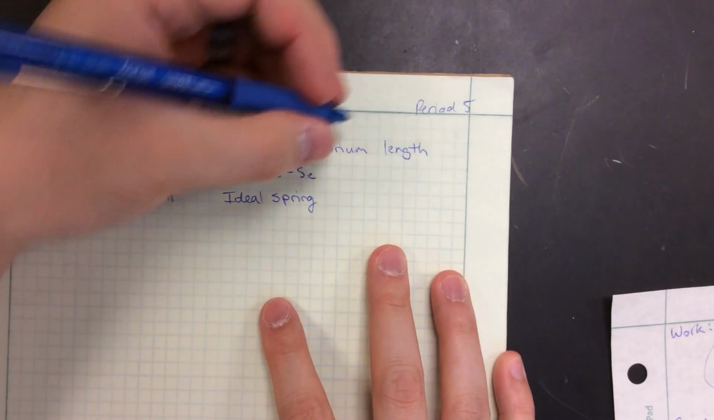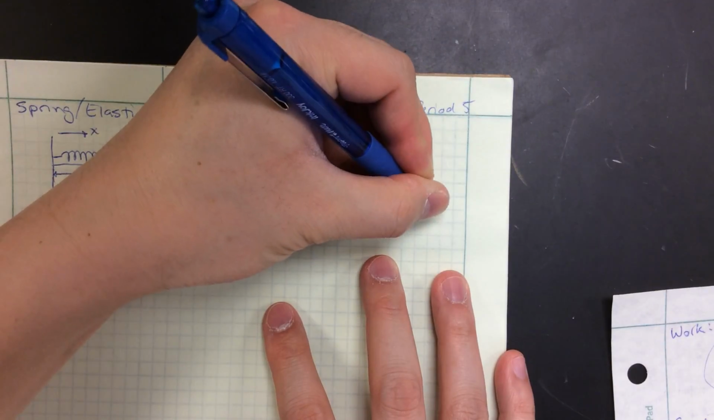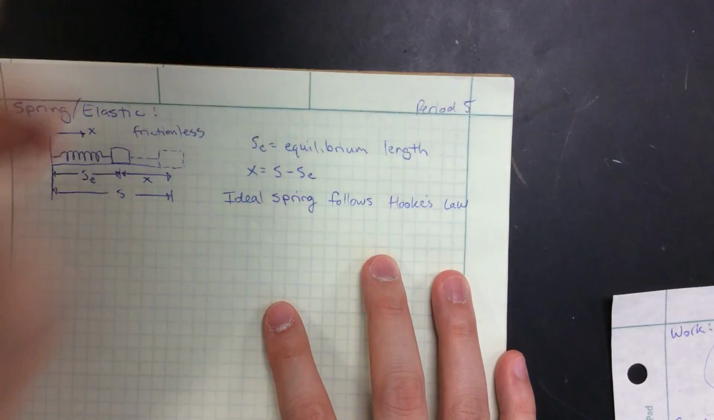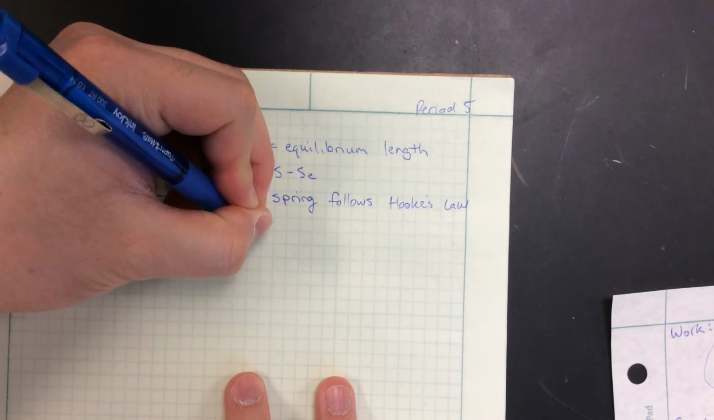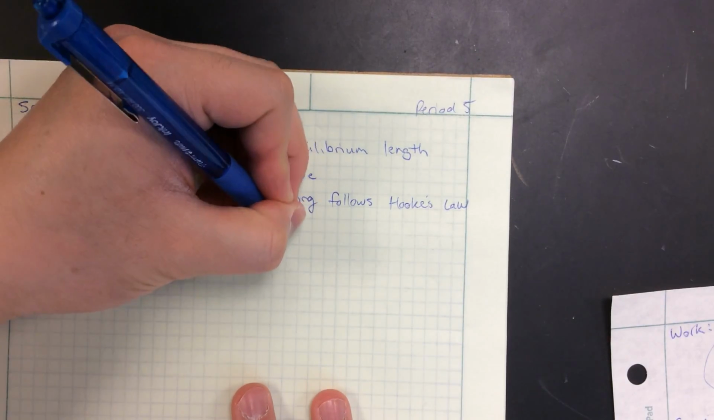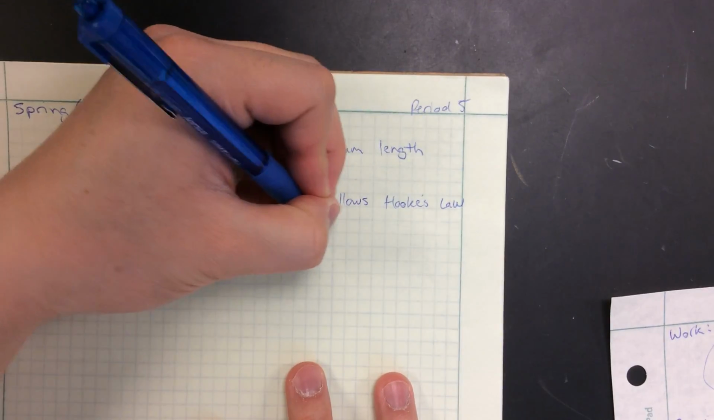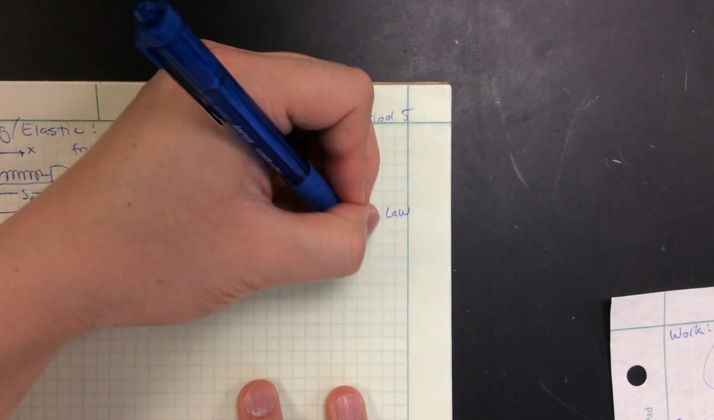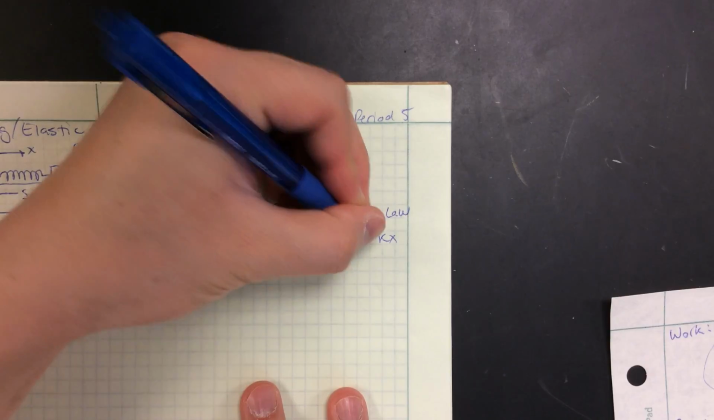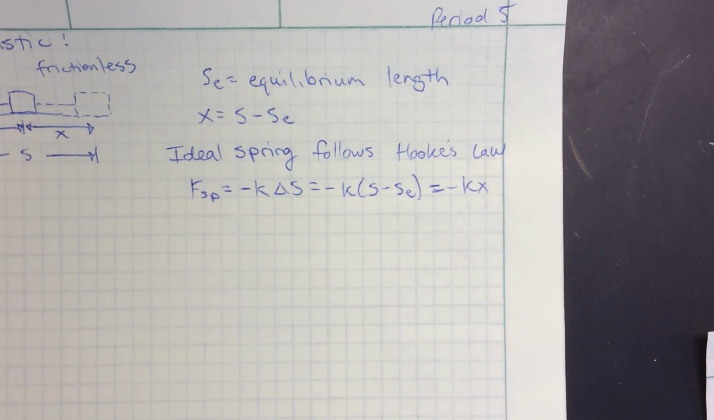So for an ideal spring, we call this Hooke's law. An ideal spring follows Hooke's law, so that the force from the spring is equal to negative k delta s. Or you can say it's negative k (s minus s_e). Or you can say negative kx. Any of those expressions pretty much say the same thing. You're just looking at how much extra you're stretching it relative to the equilibrium.